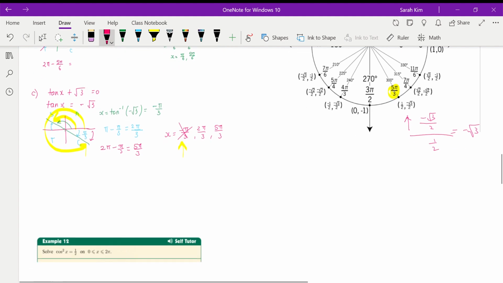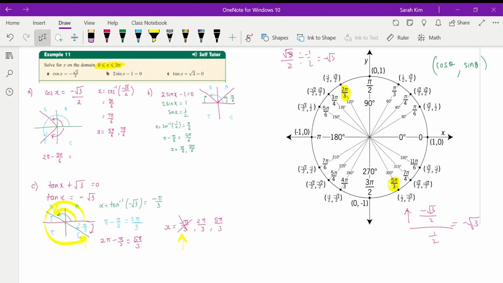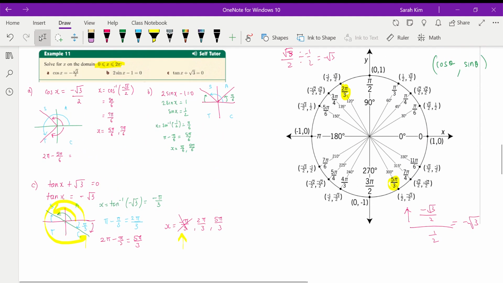But otherwise, you should be able to do example 1. I'm going to pause the video and make more for 12 because I'm running out a bit of time. So write all that down.